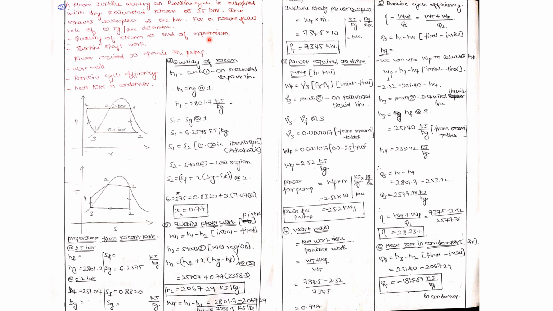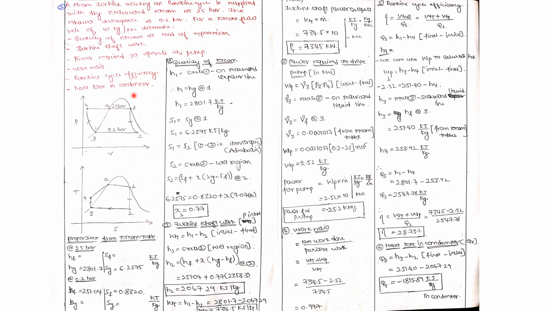What do you mean by quality? Quality is the word used for the dryness fraction. So, where is that? At the end of expansion. End of expansion in the sense it is at state 2. That means you need to determine what is x2 here. That is one thing. Second, the turbine shaft work, that is WT, you have to determine. Power required to operate the pump, that is WP, you have to determine.